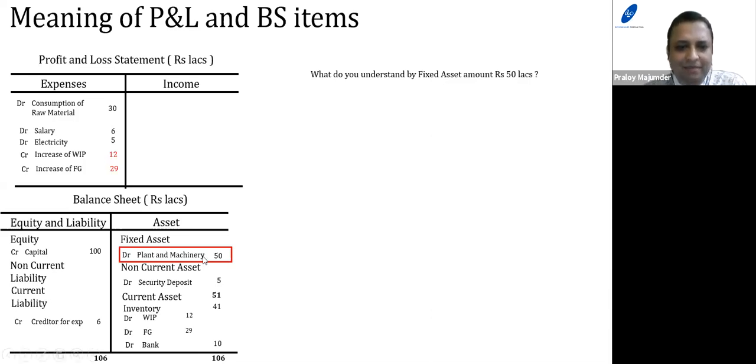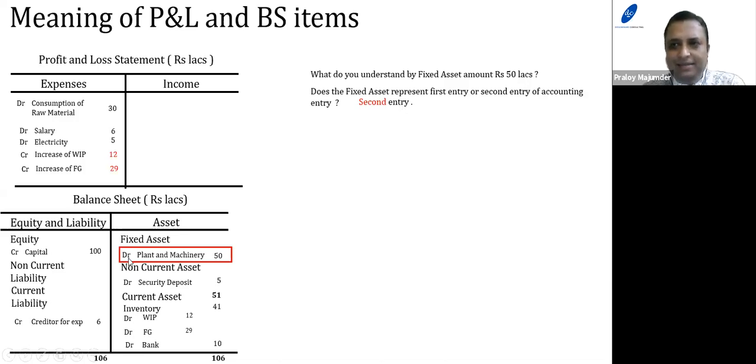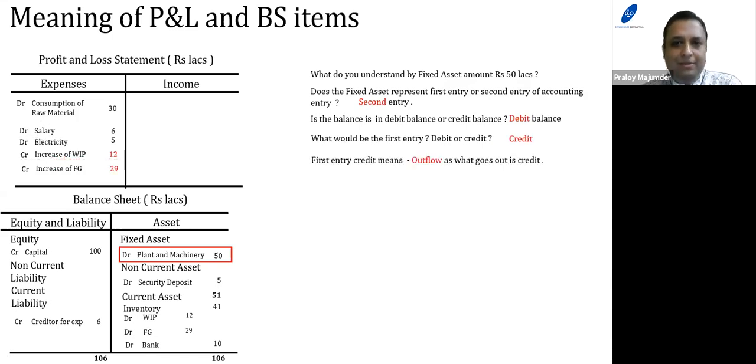So here, the plant and machinery is the second entry. Does the fixed asset represent the first entry or second entry? Definitely second entry, because the first entry would be bank, receivable, which is not here, we'll see later on, and creditor. Now, the second entry is debit. So what does it mean? Is it an inflow or outflow? If the second entry is debit, definitely the first entry would be credit. Credit means an outflow of fund. Is the balance a debit balance or credit balance? Debit balance. What would be the first entry, debit or credit? Credit. First entry credit means outflow, as what goes out is credit. It means that the entity has incurred an outflow of rupees 50 lakhs on account of purchase of plant and machinery. Like this, we can get the implication of any head of the balance sheet and P&L.